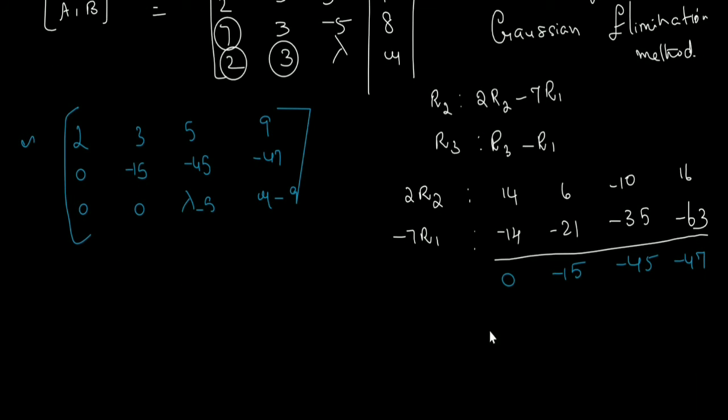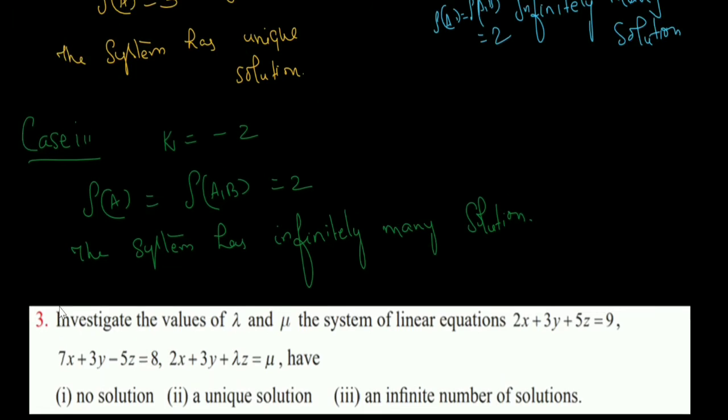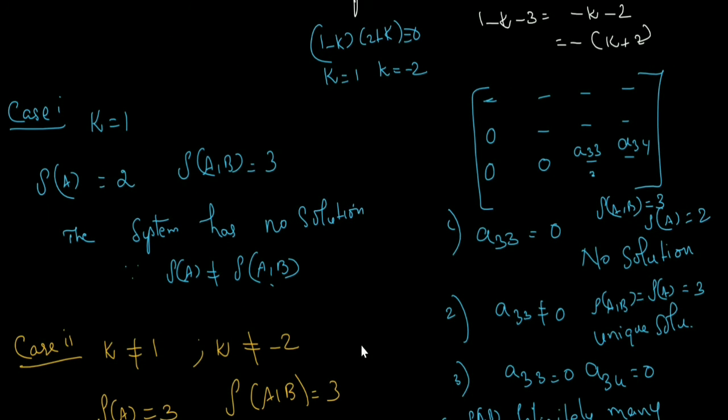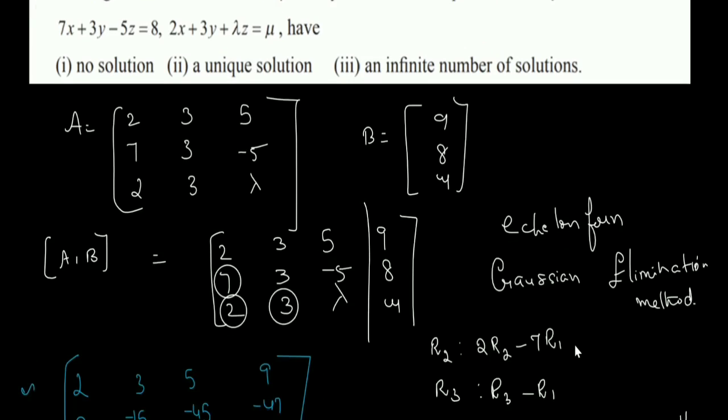So we got it now. Now we have to see the 3 cases. What is case 1? Already we saw that if this element is 0, then we get no solution. If this is not 0, then you get a unique solution. If both are equal to 0, then we get infinitely many solutions.